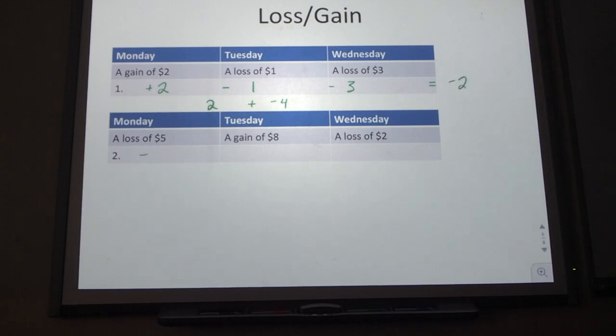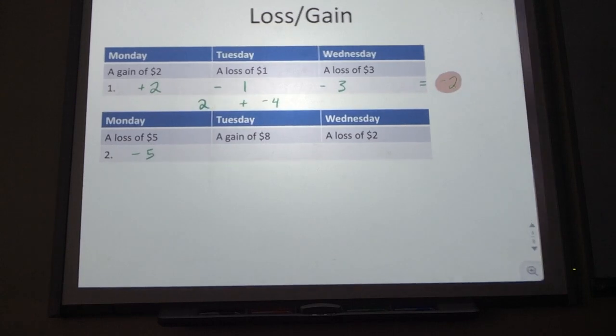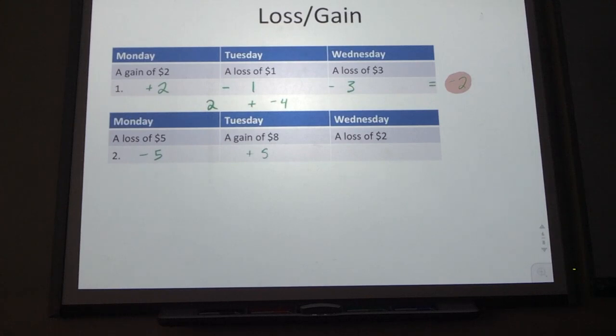Okay, so a loss of 5. Where did that go? Okay, a loss of 5, a gain of 8, and a loss of 2. So I'm going to combine those negatives. So I have -7, and then 8 is my positive. Now big minus little, take the sign of the big, that equals 1.